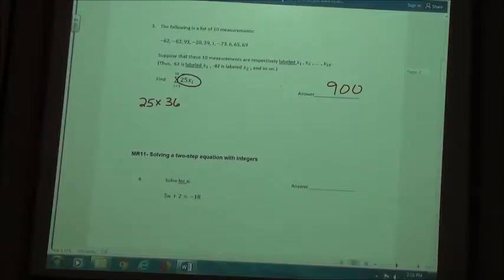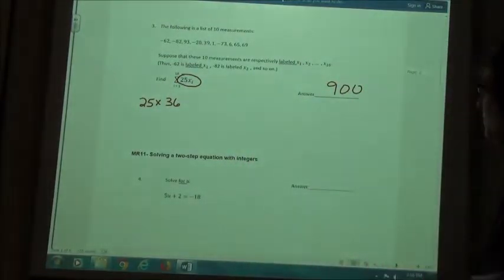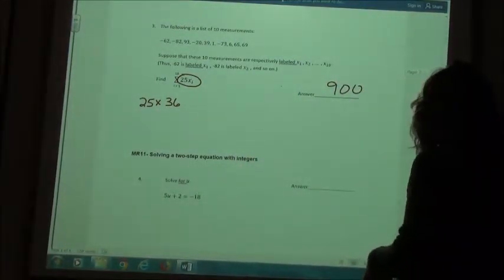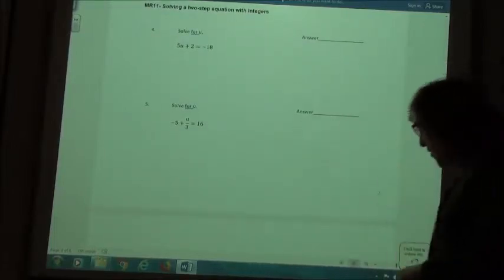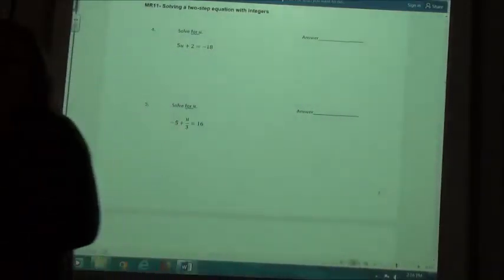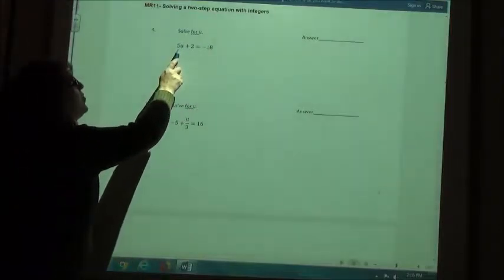All right. That's probably the only new thing that's on here that maybe you haven't done before. The rest should be really simple stuff. So on the next ones, we're just solving our equations for you. I'm sure you guys know how to do these, but we'll do them quick anyway.